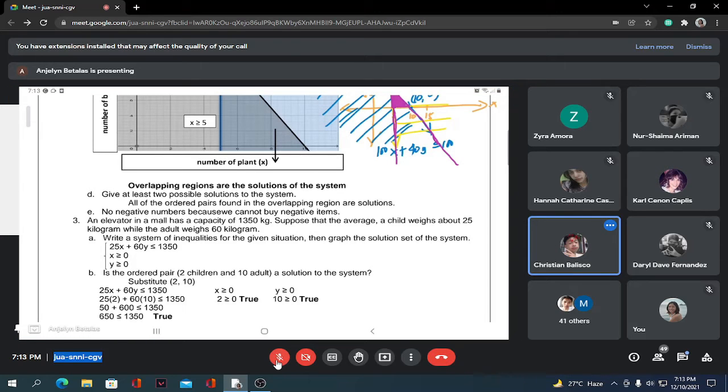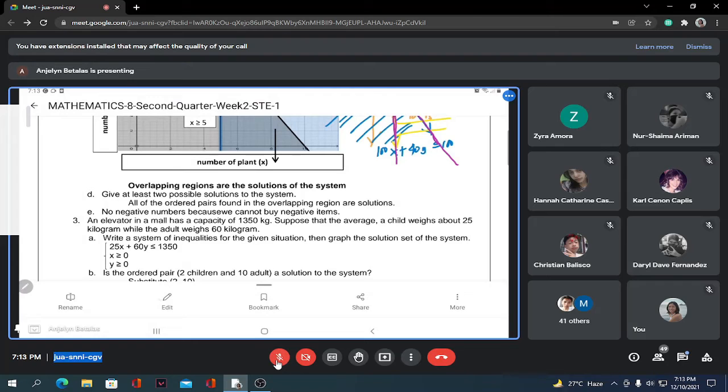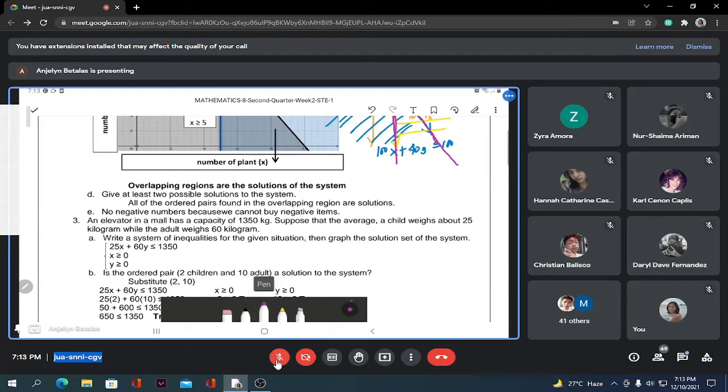Okay, next. An elevator in a mall has a capacity of 1,350 kilograms. Suppose that the average child weighs about 25 kilograms while the adult weighs 60 kilograms. You are asked to write a system of inequalities for the given situation, then graph the solution set of the system. Okay, let's go through it one by one.